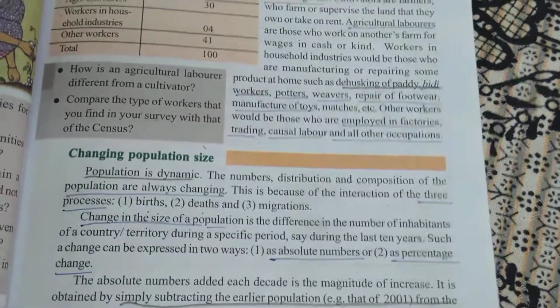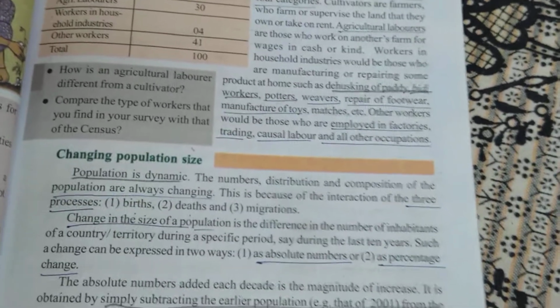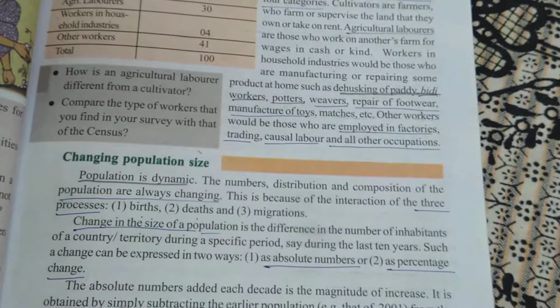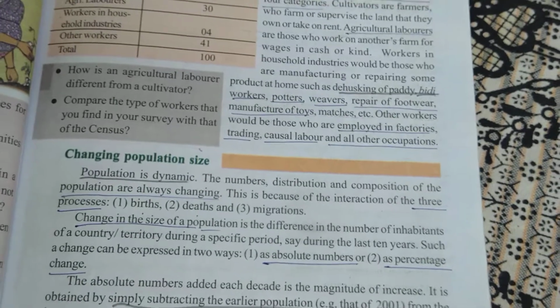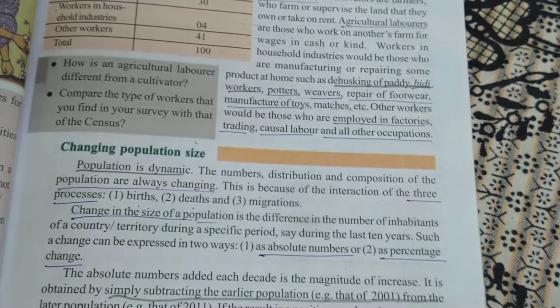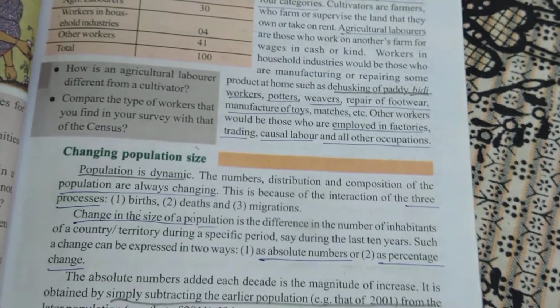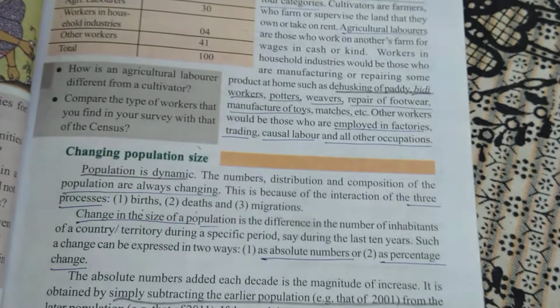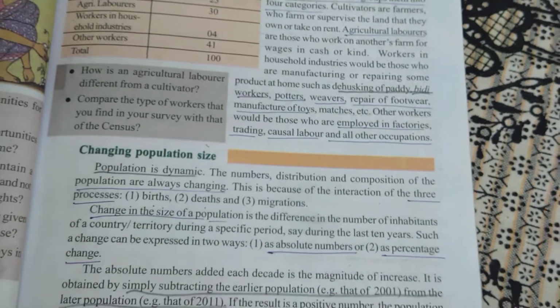When you calculate the absolute number, we have to add the births and deaths, comparing the population before and after. Like that we can find the increase in number.